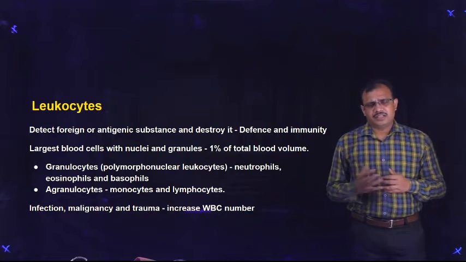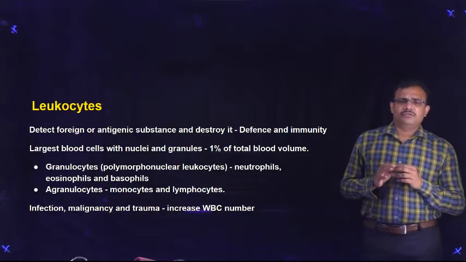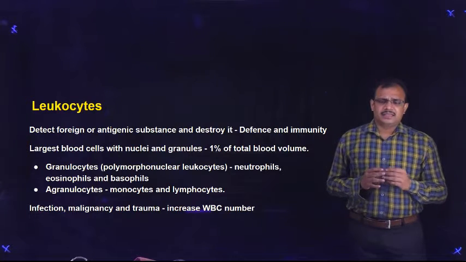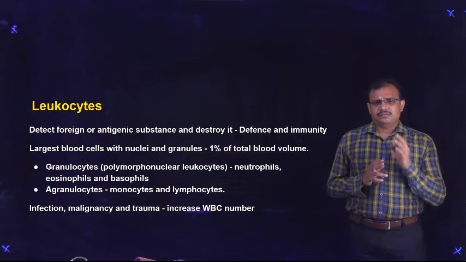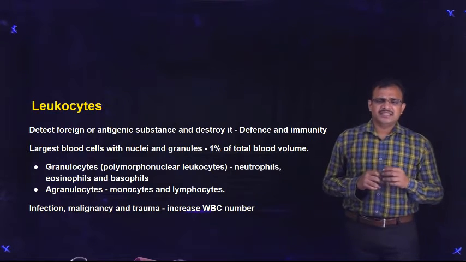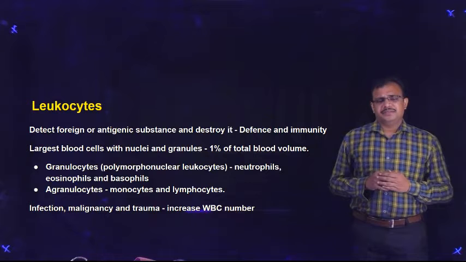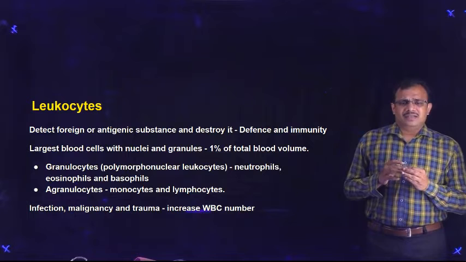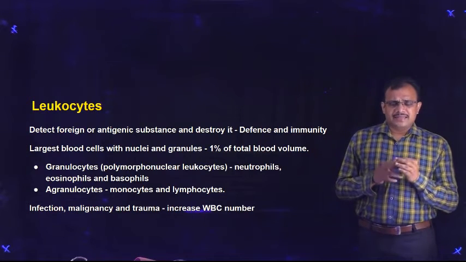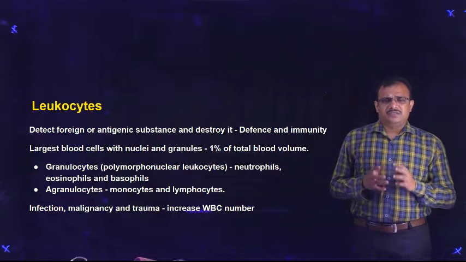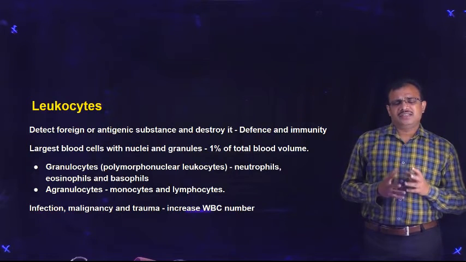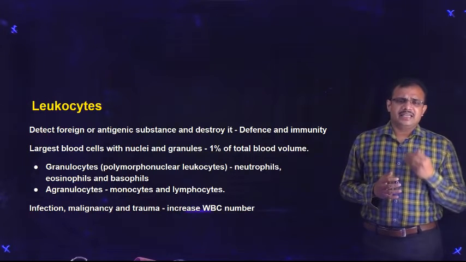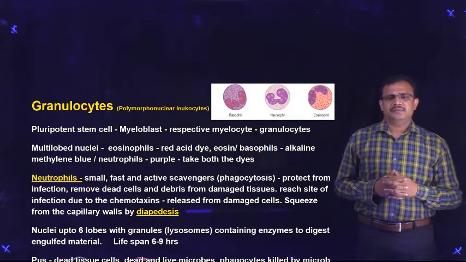Granulocytes are once again of three different types: neutrophils, eosinophils, basophils. And agranulocytes are of two different types. They are monocytes and lymphocytes. And generally, their number will increase during the time of any infection or disease, or we can say cancers and trauma. In the case of any physical damage, in these conditions, the number of these white blood cells or leukocytes will increase.